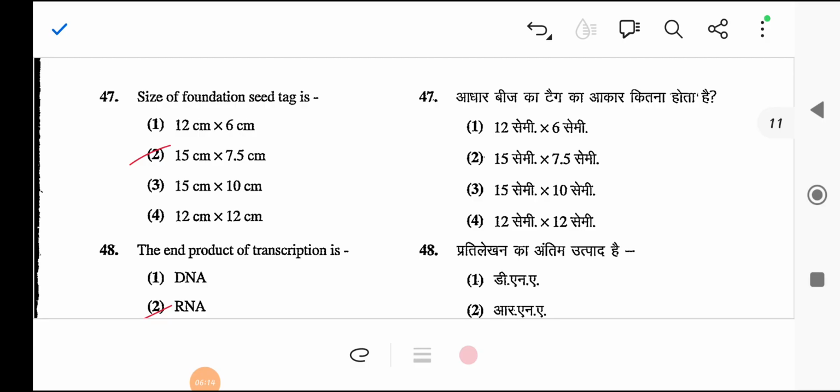Do you know what is the size of herbarium? If you know the size of herbarium, can you write it in the comment box? So one homework for you, write the size of herbarium in the comment box.